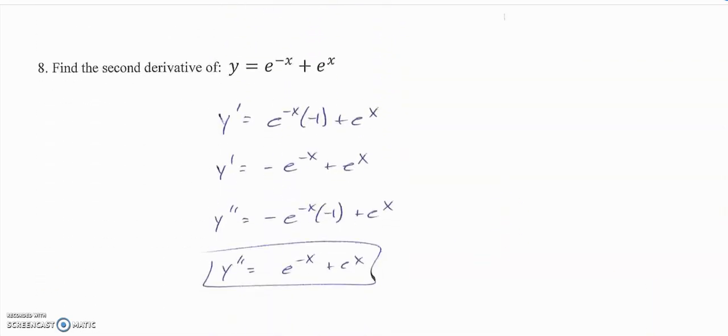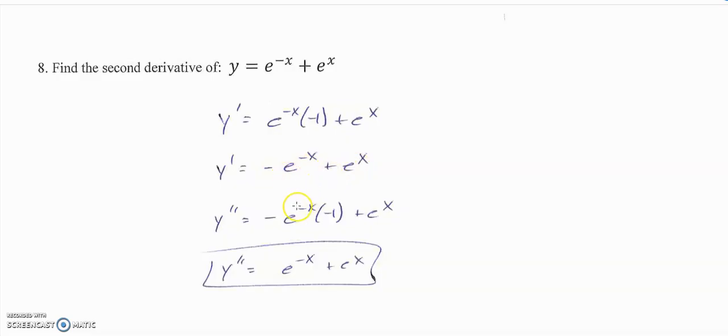Okay, question 8. Find the second derivative of y equals e to the negative x plus e to the x. So the first derivative, the derivative of e to the negative x, step 1 rewrite it, e to the negative x, and then the derivative of the exponent, the derivative of negative 1x is negative 1. Plus the derivative of e to the x is e to the x. So we'll simplify along the way. So instead of having e to the negative x times negative 1, we can say the first derivative is negative e to the negative x plus e to the x.